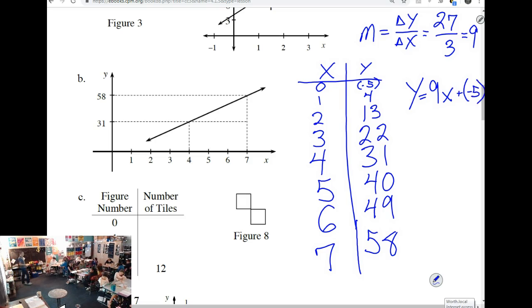Questions on this? If we were to actually draw a figure 0, it is the lack of 5 squares, or it is negative 5 tiles, or it's really hard to conceptualize, but it starts negative. Which really what that means is if I extend this line, where it crosses the y-axis will be at that negative point.